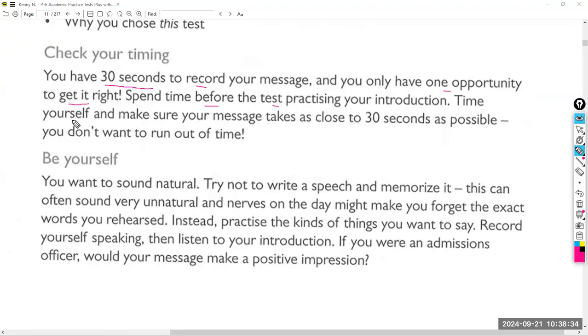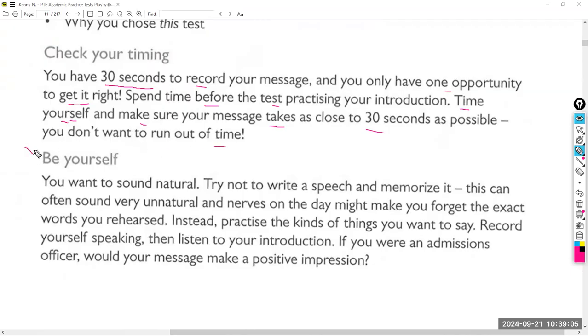I have to practice not only answering the questions, but also timing myself. Timing myself is one of the most important strategies or skills I have to learn just to fully answer all the questions in every task, not only in recording my personal introduction. So I have to make sure that my message takes as close to 30 seconds as possible. You don't want to run out of time, please.